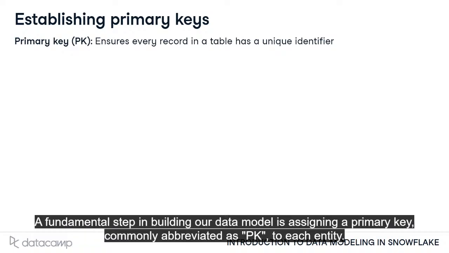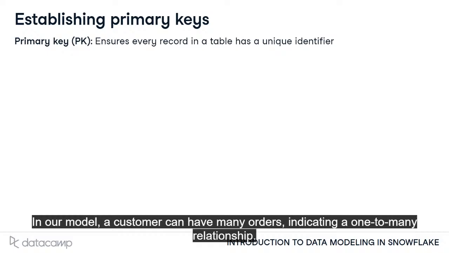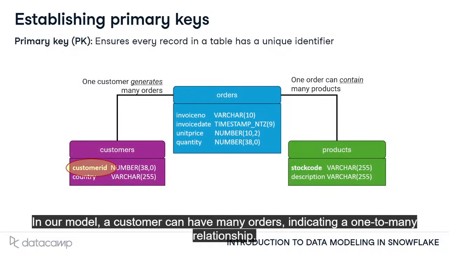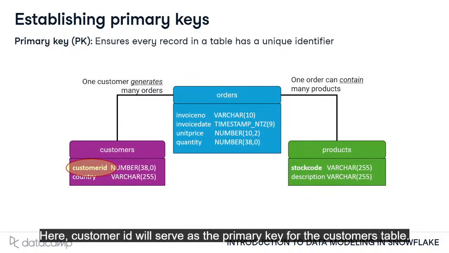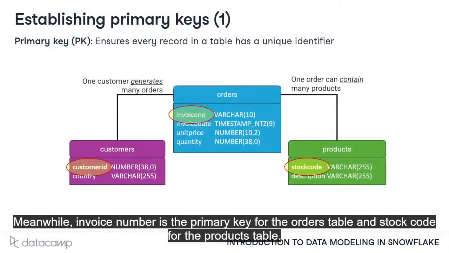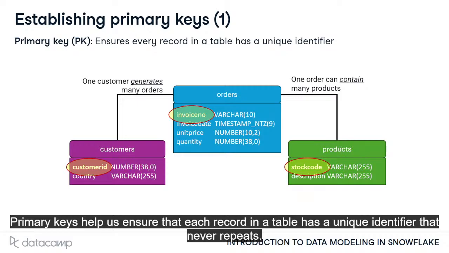A fundamental step in building our data model is to assign a primary key, commonly abbreviated as PK, to each entity. In our model, a customer can have many orders, indicating a one-to-many relationship. Here, customer ID will serve as the primary key for the customers table. Meanwhile, invoice number is the primary key for the orders table and stock code for the products table. Primary keys help us ensure that each record in a table has a unique identifier that never repeats.